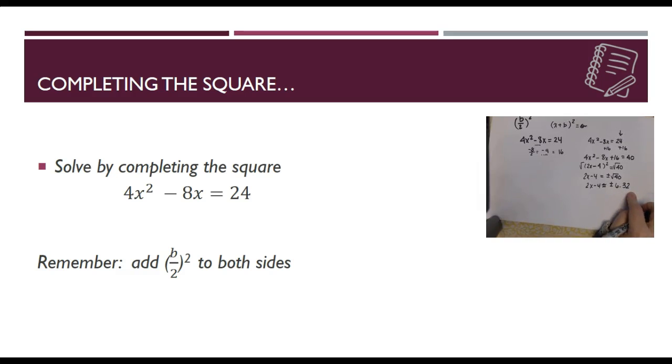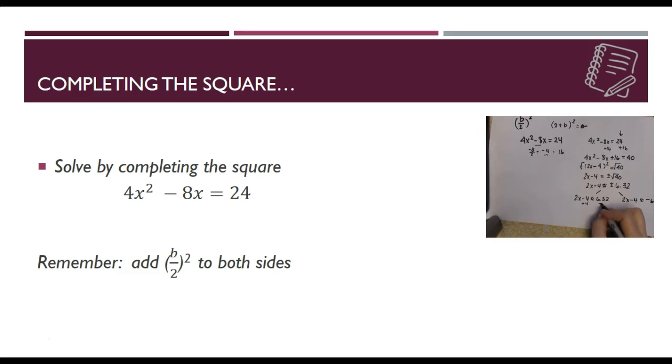6.324 is my next number, so I'm just going to leave it at 6.32. I'm going to split this into a positive and a negative side. So 2x minus 4 is approximately equal to positive 6.32, and 2x minus 4 is approximately equal to negative 6.32. So I'm going through there to solve now.